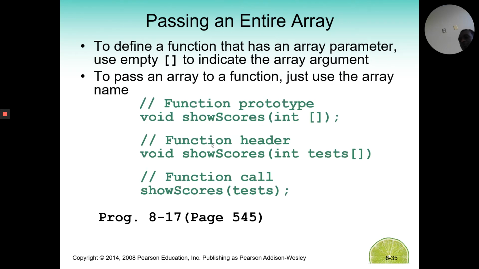Passing an entire array. To define a function that has an array parameter, use the empty operator or bracket to indicate the array argument. To pass an array to a function, just use the array name. So here you have the function prototype void show score, and then this is the function header void show score int test.